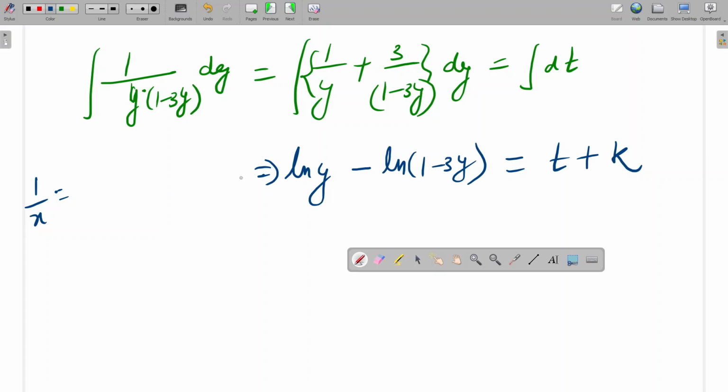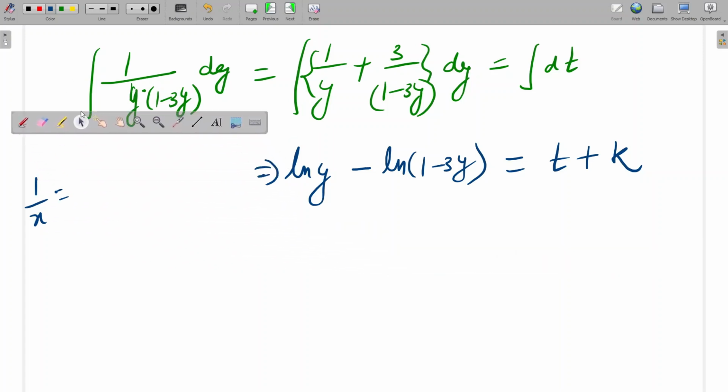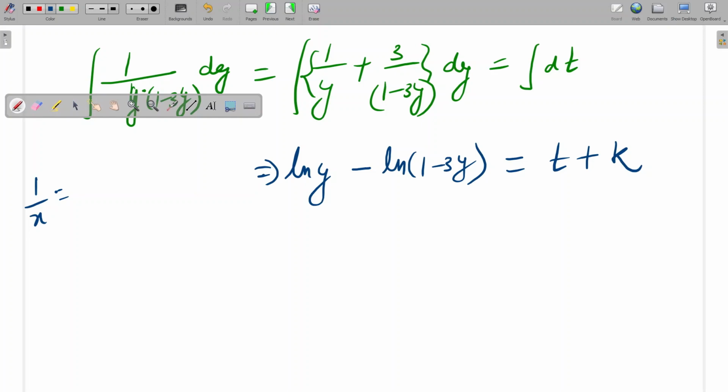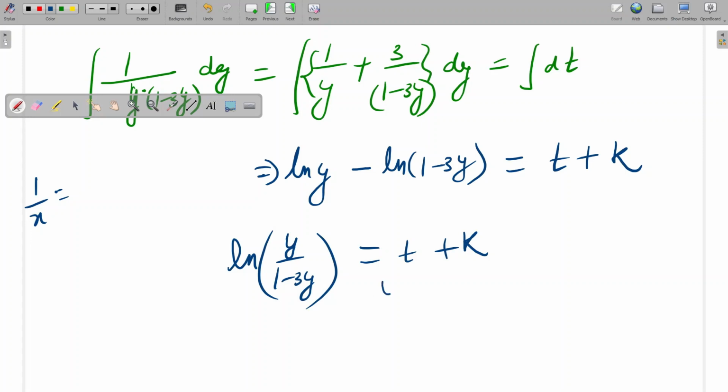So ln a minus ln b will be ln a by b. So ln y by 1 minus 3y should be equal to t plus k. Okay, so y by 1 minus 3y will be equal to e to the power t into e to the power k. Is it correct?